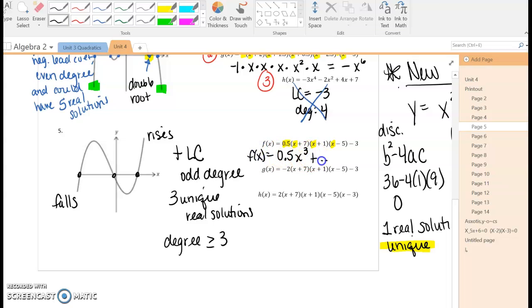And I don't really care what the rest of it's going to be because I just need that first term. So I know this has a positive lead coefficient, it's an odd degree, and the degree is at least 3. So f of x is possible.